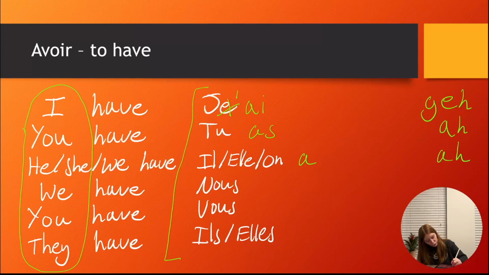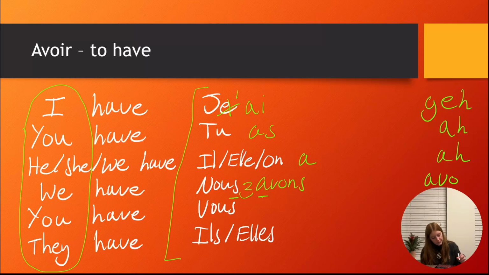Next, we've got nous avons. Again, we've got a consonant at the end of nous, a vowel at the beginning of avons, so we connect them with a Z sound. Nous avons. We have. And obviously that's the formal we. So, speaking to someone we don't really know, saying we, nous, nous avons. We have. So just avons.